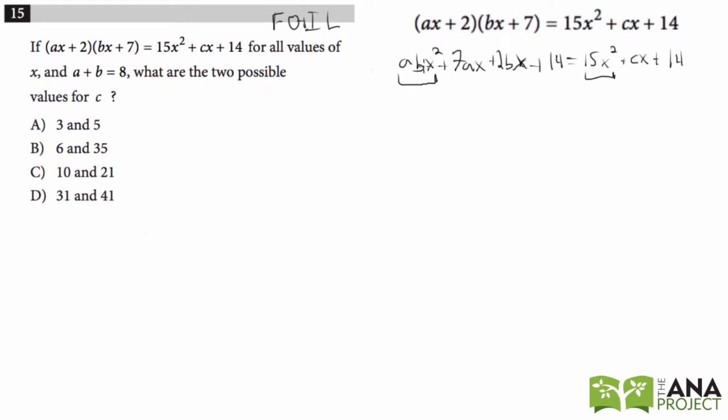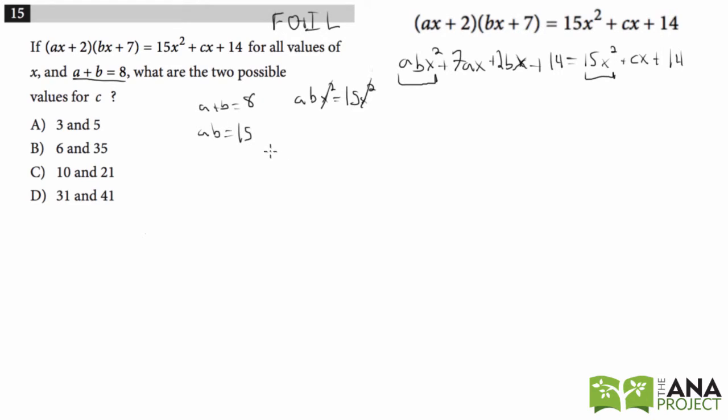Now, if you take a look, the first term, abx squared, will relate to the first term of this equation. So abx squared is equal to 15x squared. I'm just going to write that right here. And then it also gives us that a plus b equals 8. So here we can get rid of the x squared because there's an x squared on both sides. So a plus b equals 8, and a times b equals 15.